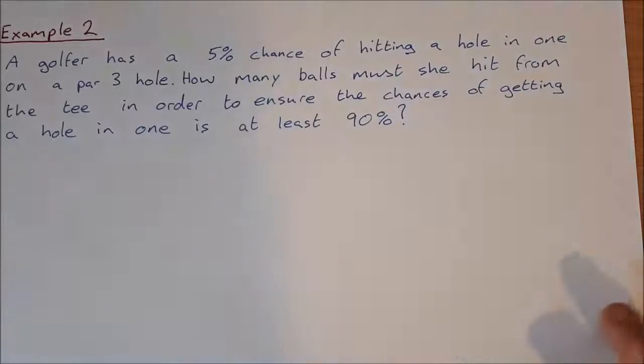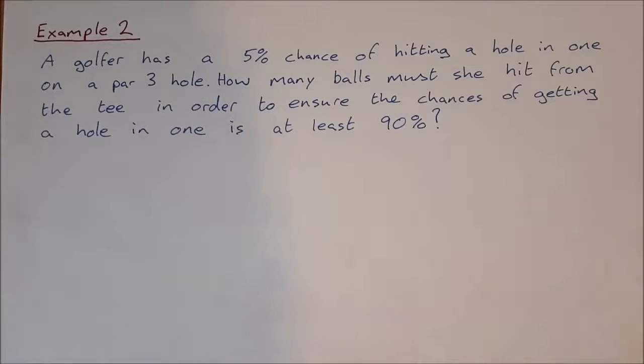Another example then of this one, okay, for all the golfers out there. So a golfer has a 5% chance of hitting a hole-in-one on a par 3 hole. How many balls must she hit from the tee in order to ensure that the chances of getting a hole-in-one is at least 90%? Okay, so this is taking it even further again, and this would be kind of at the upper level of what you could be asked when it comes to Bernoulli trials.